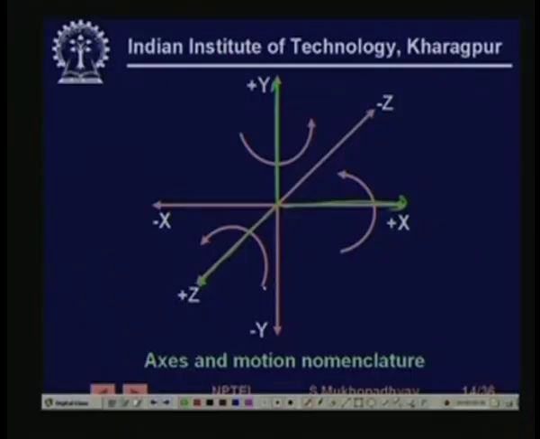You can also similarly define rotational directions. If you take again a right-handed system, and you curl your fingers around this, then this direction is positive, where the thumb will point towards the positive z axis. These are given according to that. So these will be positive rotations and these will be positive translations.